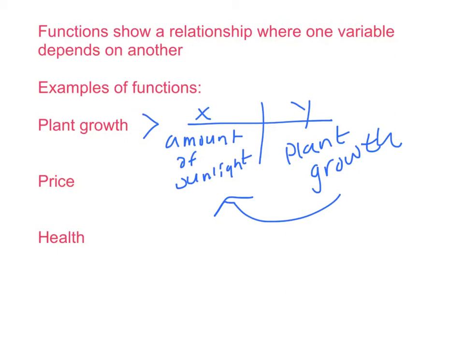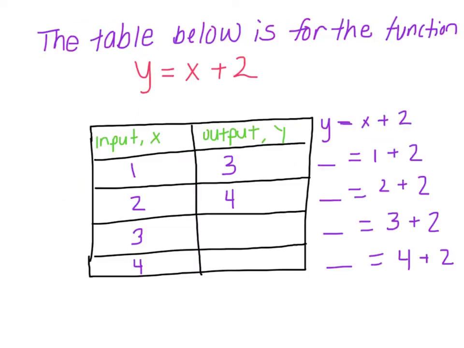Price of items, that is supply and demand, will determine the prices. Somebody's health, that will determine how nutritious they are. If they take care of themselves, that will determine their overall health. So these are just some more examples of independent and dependent variables and how they are as well functions.